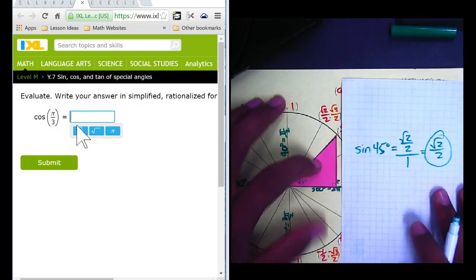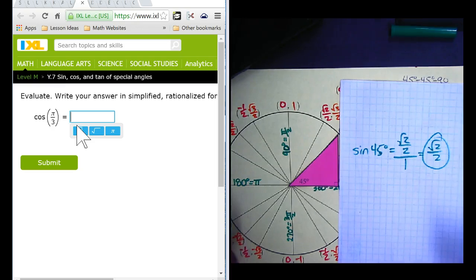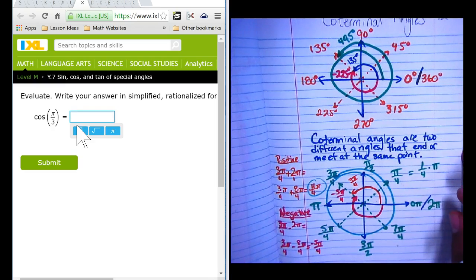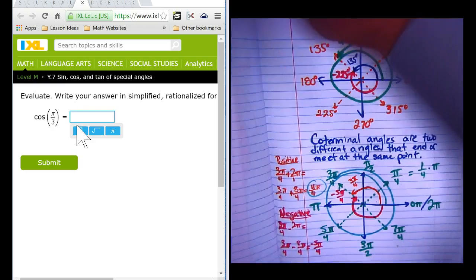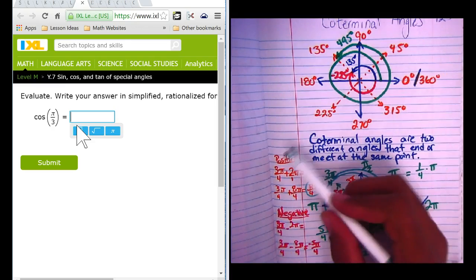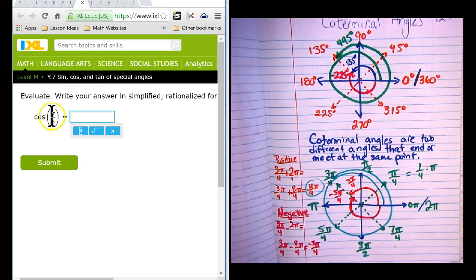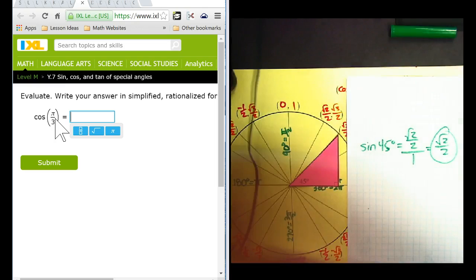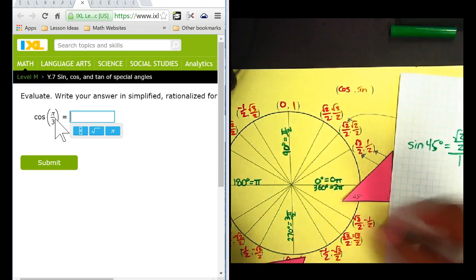Okay, so now how about if we have radians? Then what do we do? Well, go back to our notes. Remember, radians is the same thing as degrees. It's just a different way to measure. So, in other words, we really just have to consider this pi over 3 like it's an angle. But we have to figure out what angle that is on our chart. Well, let's go back to our chart and figure out what the radians are.